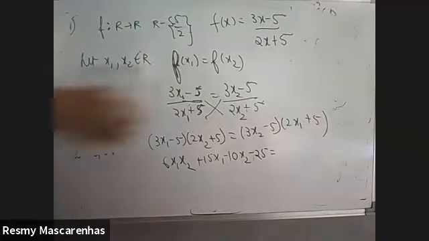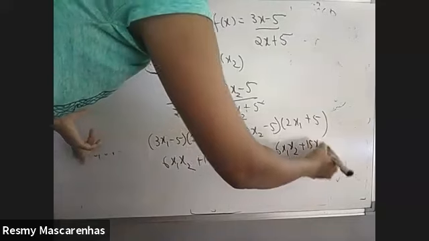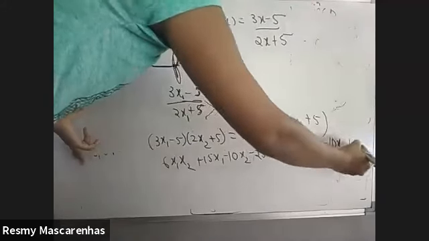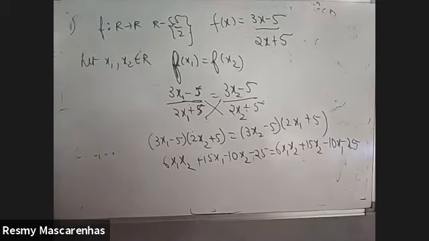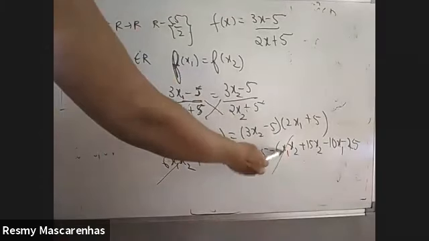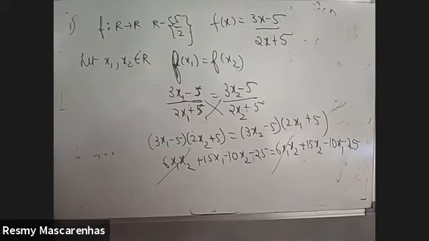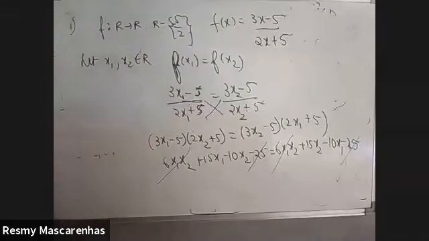Same way on the other side, 6x1x2, minus 25. Now similar terms on both sides will cancel. So 6x1x2, this and this: if you bring this side, it will become minus 6x1x2, and both will become 0. Same way, minus 25, you take to the other side, it will become plus 25.